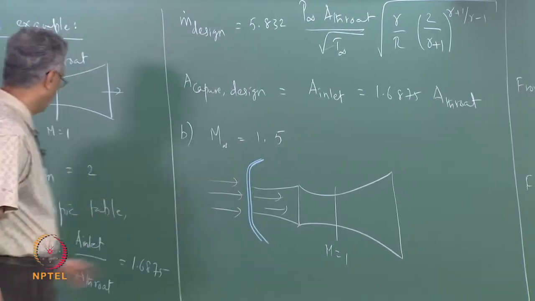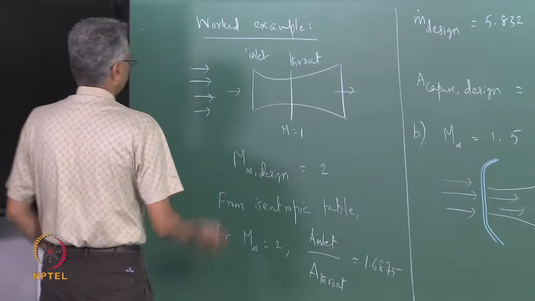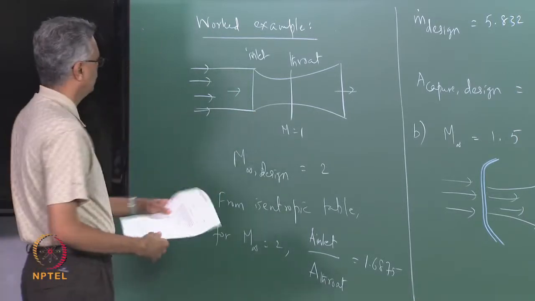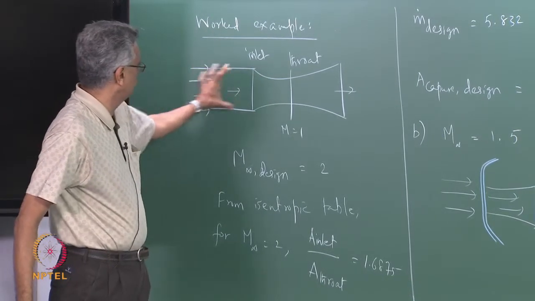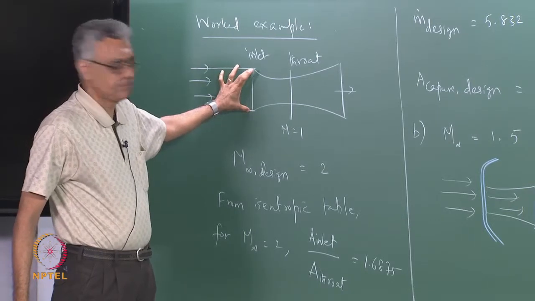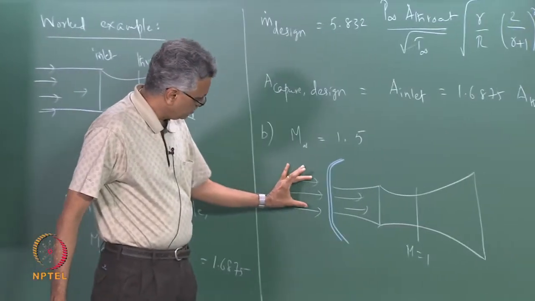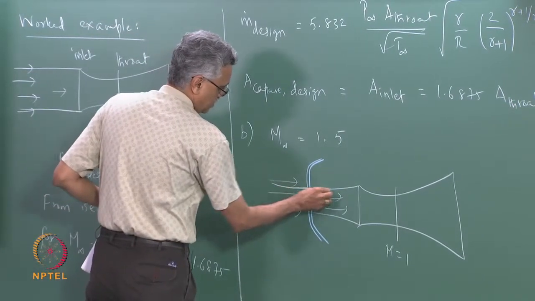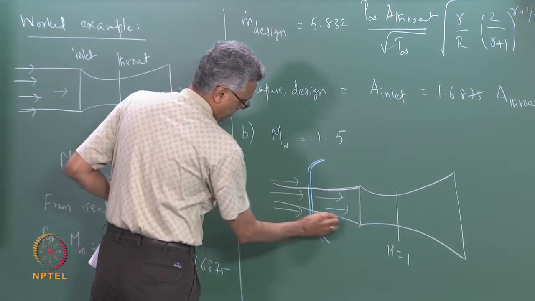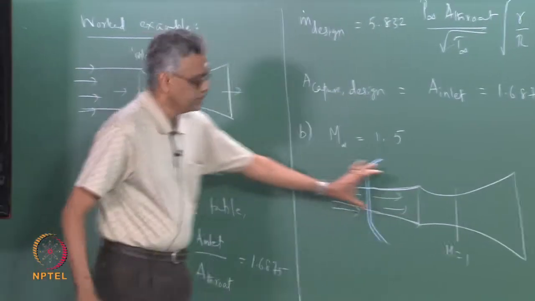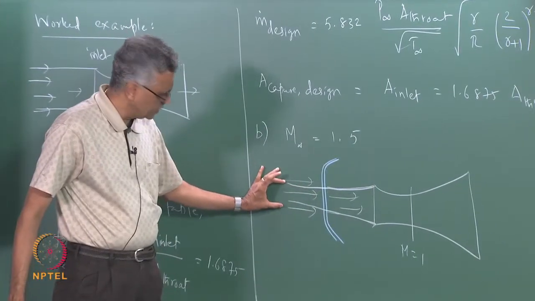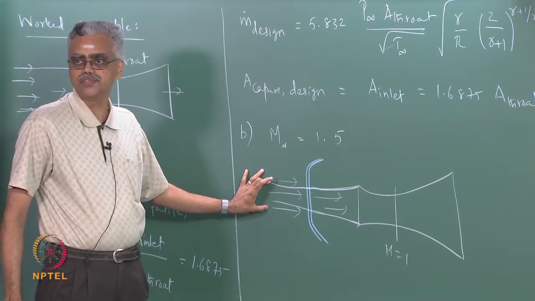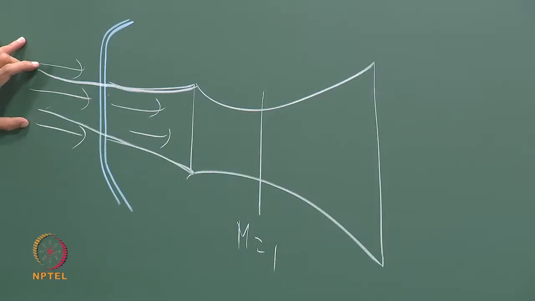In the previous case, as you can see from here, the capture stream tube would be like this. So, the capture area in the free stream is equal to the inlet area. Whereas in this case the capture area is going to be less, because you see that this is the stream tube that passes into the intake. So, the capture area here is going to be less than in the previous case, and that is what we are going to calculate.